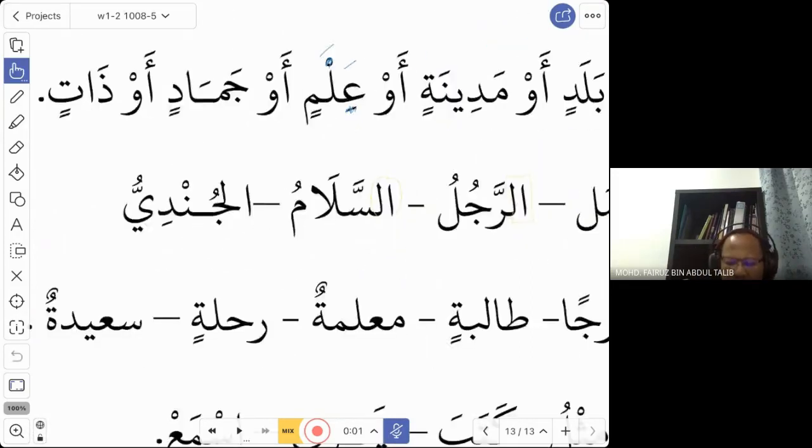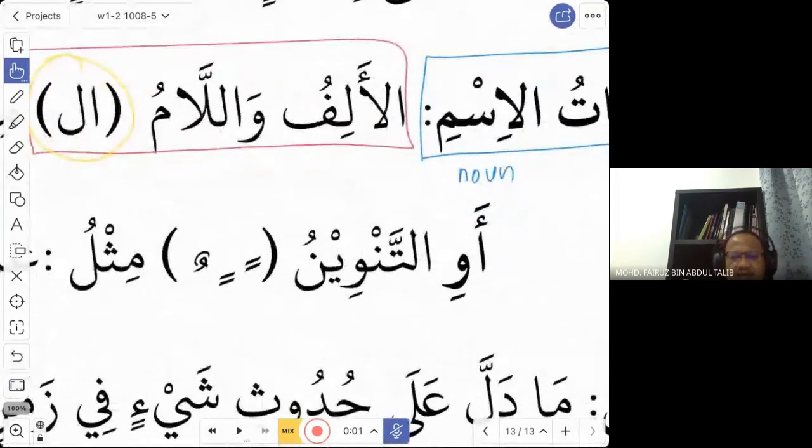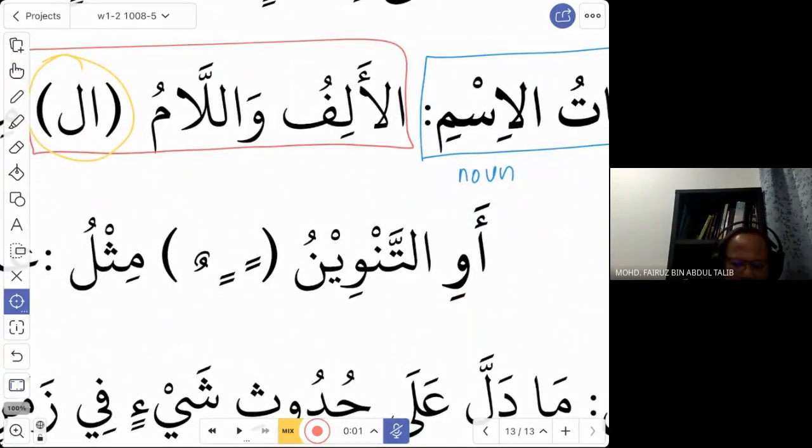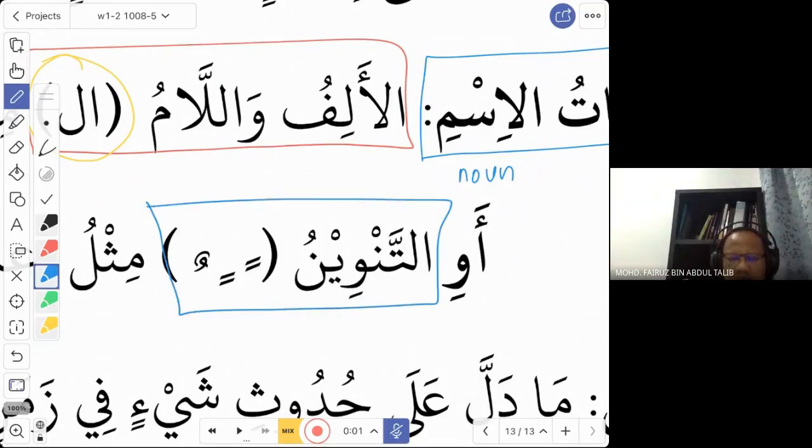Now we look at the other sign. The second sign. What is the second sign of a noun? Here they say aw, aw means or, at-tanween. Everybody knows at-tanween now, right? The endings on, an, in, these are all tanween. So what they say here is that if you see a tanween at the end of a word, that word must be a noun.